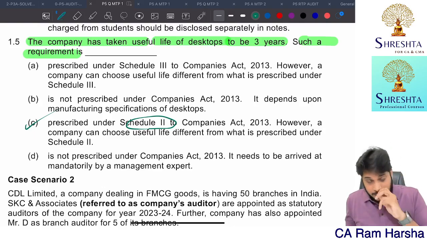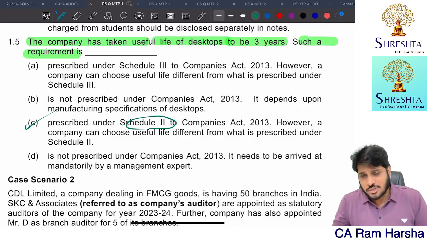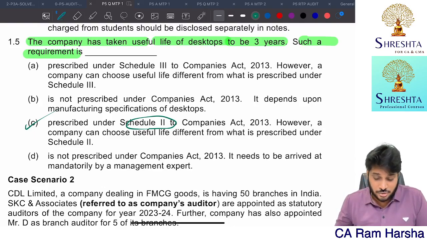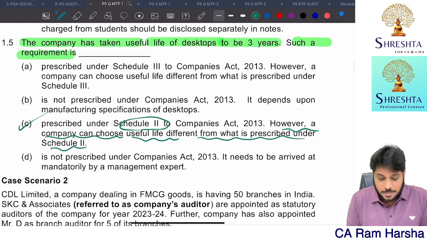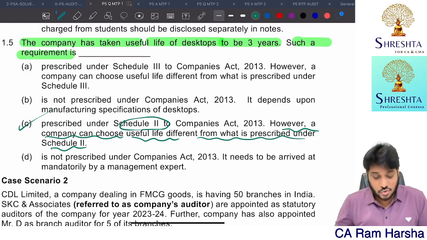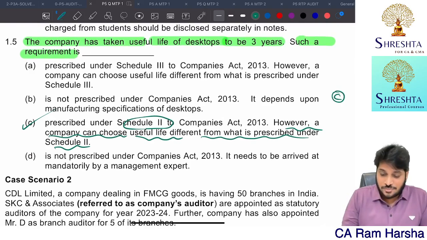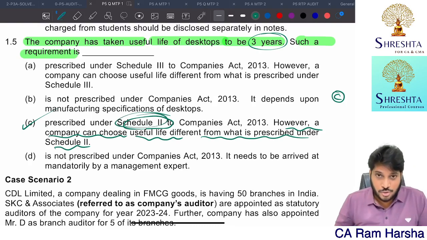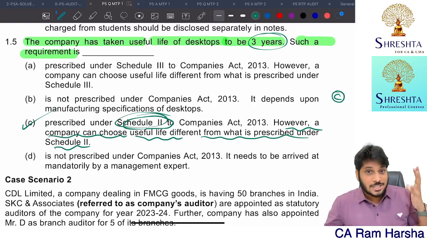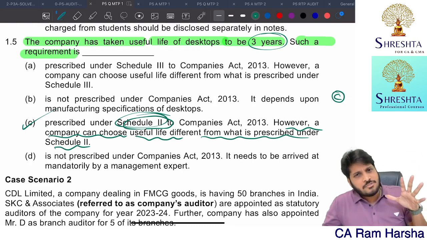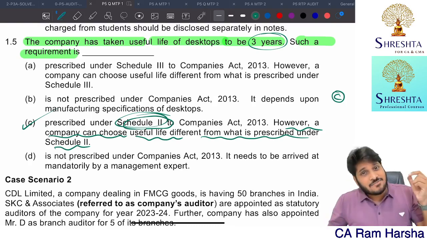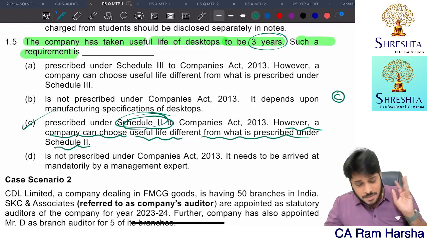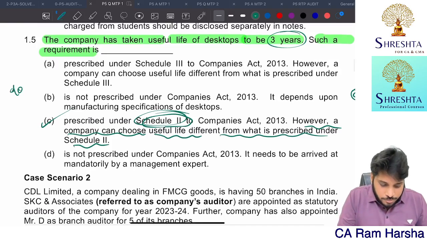Getting it? Under schedule 2 for desktops, no? For desktops, laptops and all, 3 years is a useful life that is recommended under schedule 2. However, a company can choose useful life different from what is prescribed under schedule 2 under some circumstances. So the answer is C. First of all, 3 years is given under schedule 2 for desktop. We also don't know because schedule 2 contains so many rates of assets, single shift, double shift, so much discussion is there. This is something I felt out of box question.